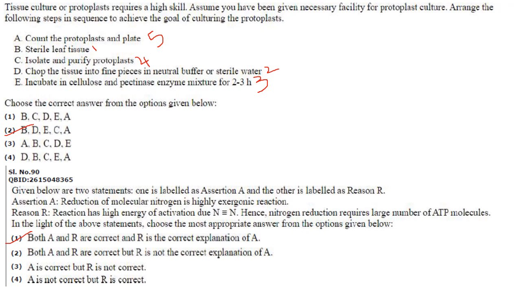So in nitrogen fixation, it requires a large number of ATP molecules because of this reason. Because N triple bond N is present and the reaction is highly exergonic one. So both A and R are correct and R is the correct explanation of A.